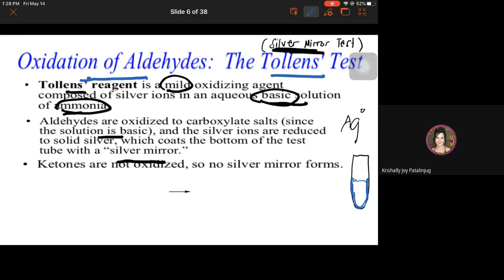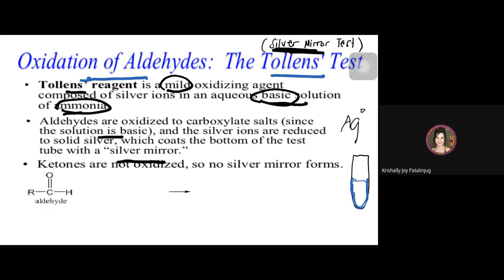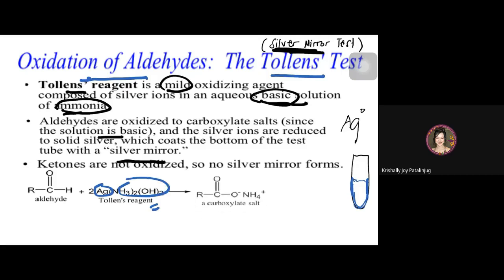That is a positive result when the aldehyde is oxidized. Let's say, for example, any compound containing an aldehyde, which you react with a Tollens reagent. Again, Tollens reagent is just a mixture of silver ion with ammonia. So this is the major product, the carboxylate salt.